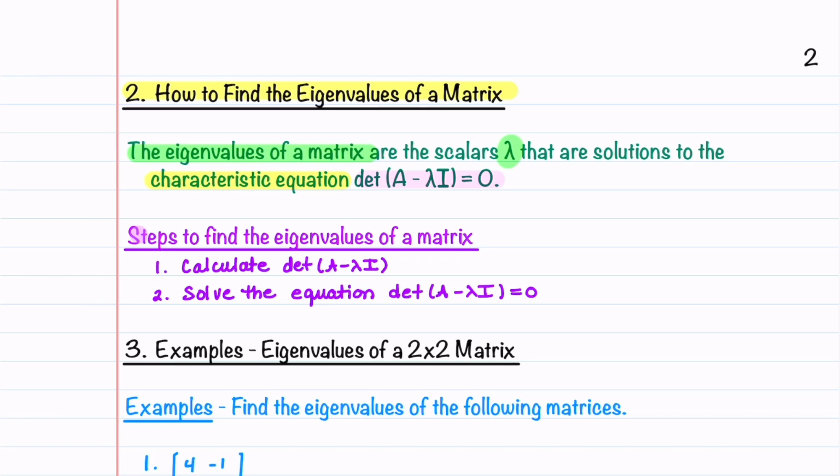To find the eigenvalues of a matrix, we need to complete 2 steps. The first step is to calculate the determinant of A minus lambda I, and then the second step is to solve the characteristic equation determinant A minus lambda I is equal to 0.